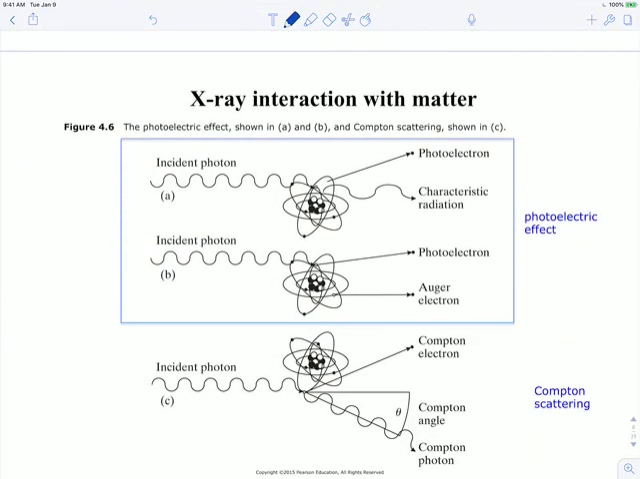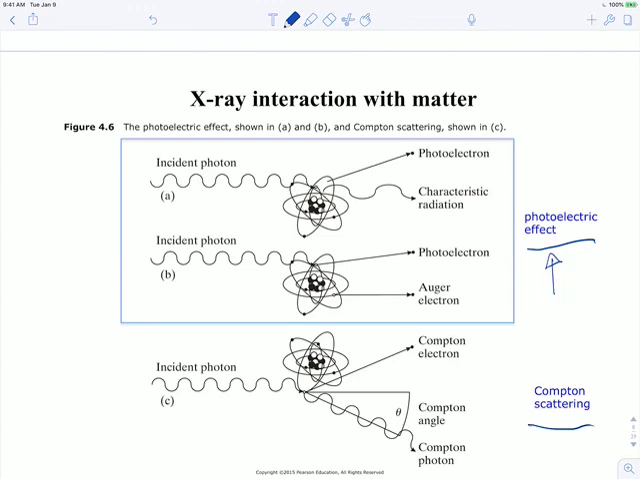All right. The next thing we're going to talk about is the interaction of the X-rays with the body. There are two main things that we have to consider. One is the photoelectric effect, and the other is Compton scattering. For most medical imaging, by far, the photoelectric effect is what we see the most, and actually what we want to have happen.